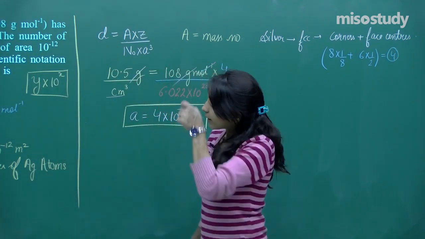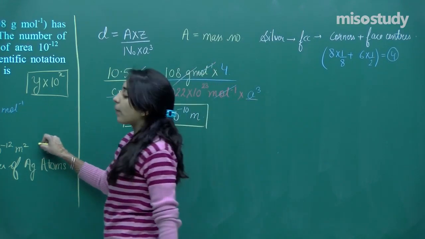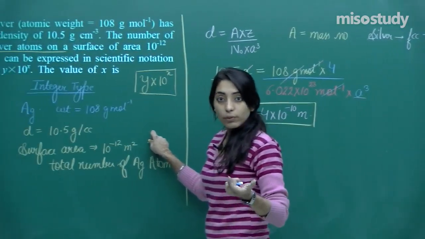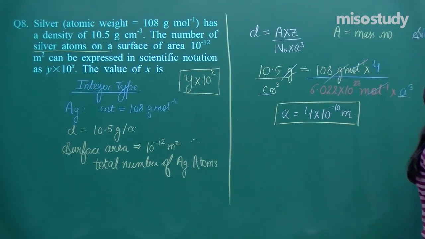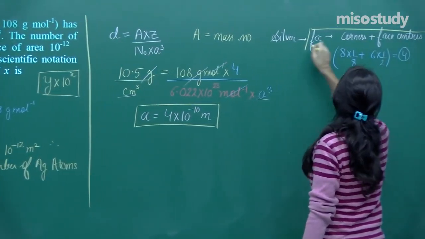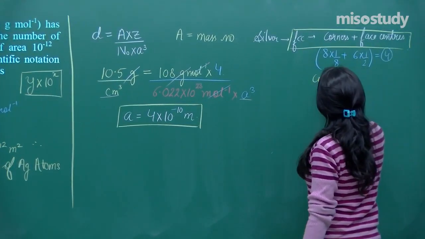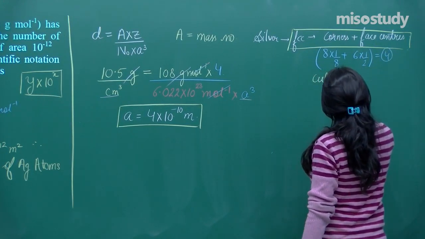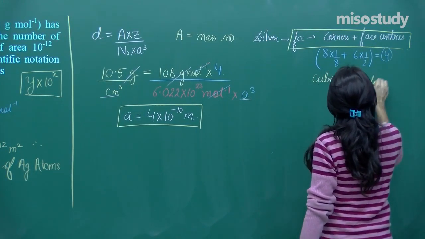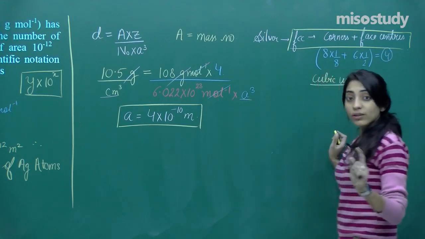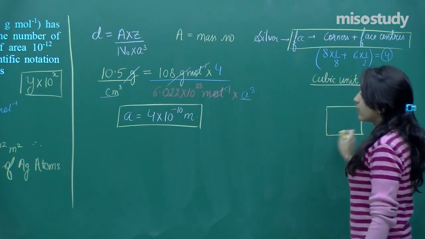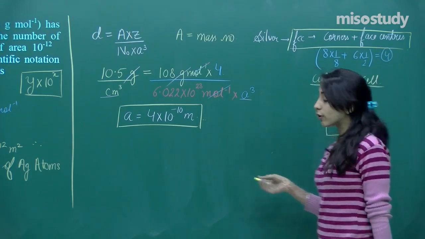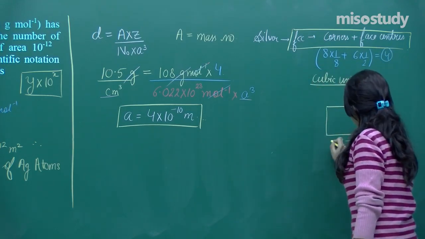Now moving further, he simply was talking about the surface area, right? He was talking about surface area and we have considered that silver is present in face-centered cubic unit cell. That means it's a cubic unit cell. Although it's a cubic unit cell, so if I say the edge length, so this is the edge length we have got, no? So edge length is A.